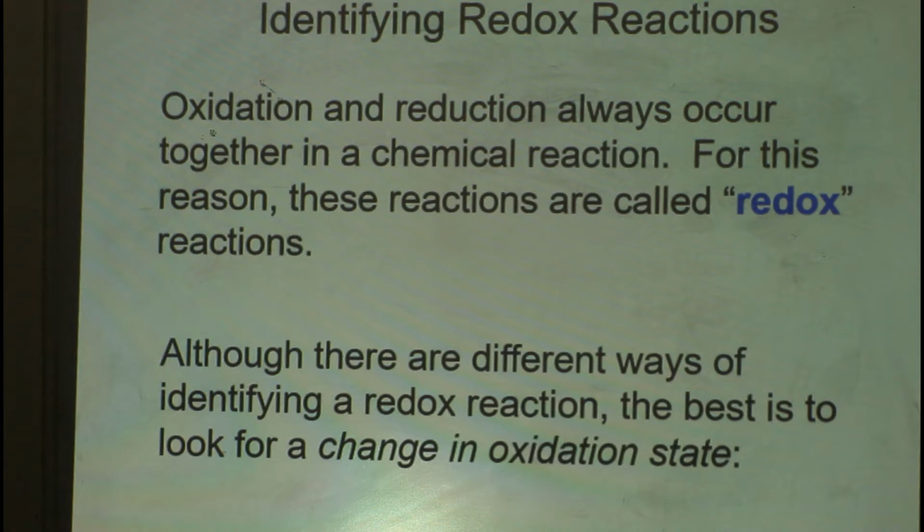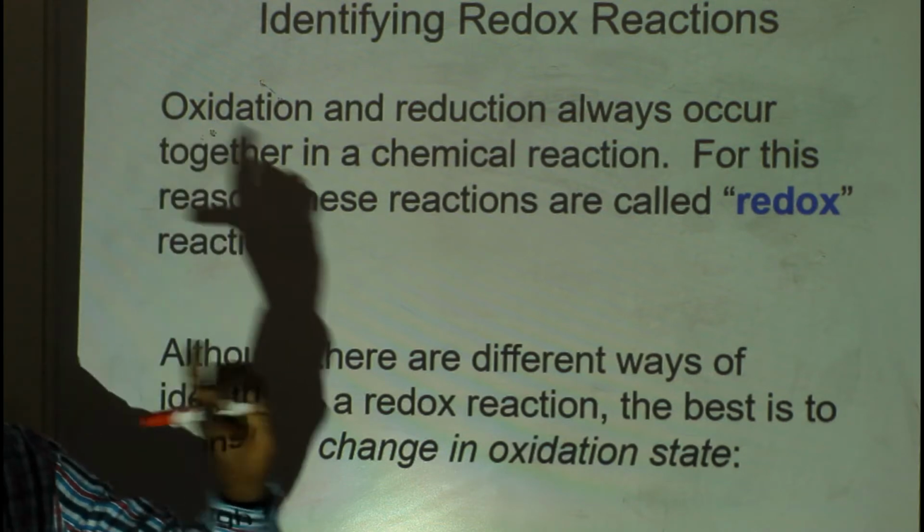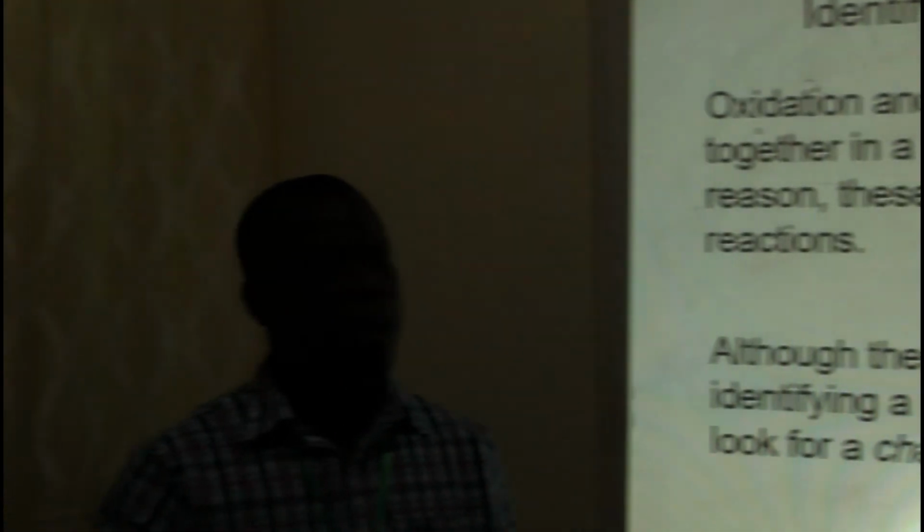Now, the best way to identify a redox reaction is the use of change of oxidation state. When you have a whole chemical reaction, the best way to determine whether the reaction is redox or not is the use of oxidation state. Whenever there's a change in oxidation state, then you realize that there's a redox reaction. But when there's no change within the species, then that reaction isn't a redox reaction.